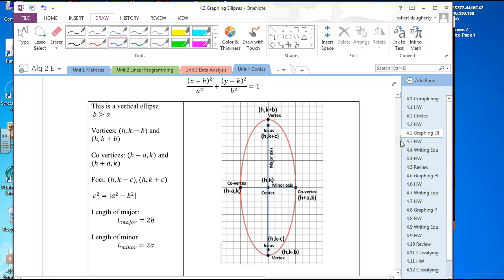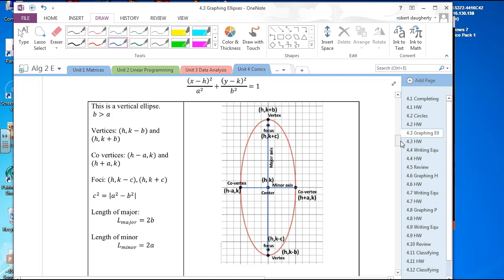What is the distance from the center to the vertex? What's that distance? It's in our formula. From the center to this vertex will always be what? B. Okay. From this center to this covertex will be A.